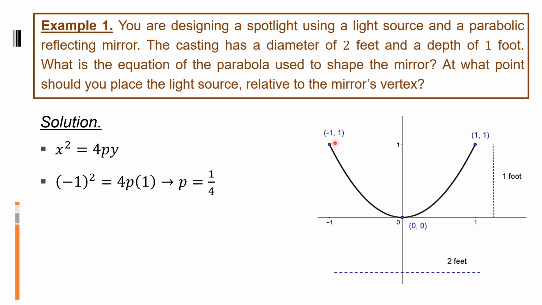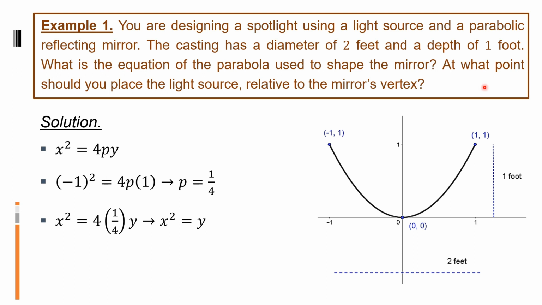In this case, I use the point negative 1, 1. So our x is negative 1, then square it, equals 4p times 1. This implies that our p is equal to 1/4. So since we now know our p, we can substitute it in our equation to find the equation of the parabola. And the equation of the parabola now is x squared equals 4 times 1/4 times y, which is now x squared equals y.